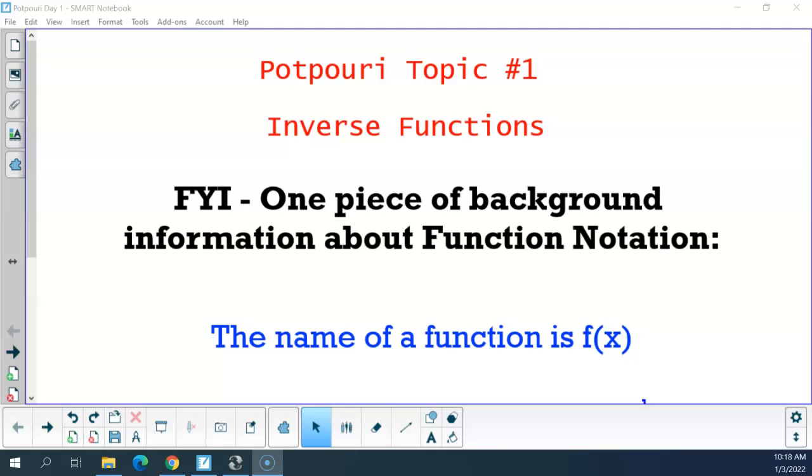Function notation, remember that the name of the function is the letter out in front. So this is f of x. We've talked about this before. And the variable of the function is inside. So that's f of x. Again, we've talked about that before. You've seen it before. You guys are masters. Master functioneers. Okay?